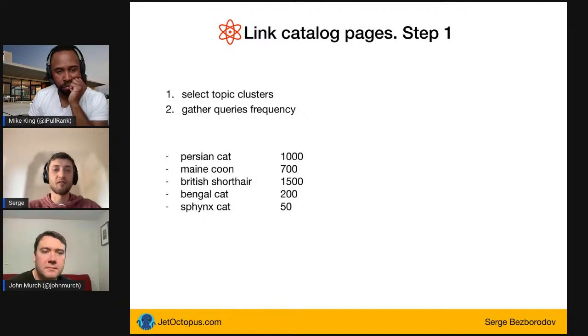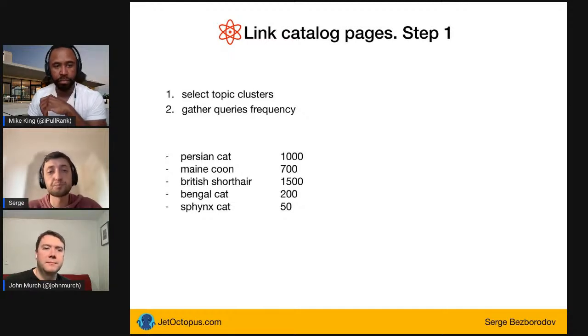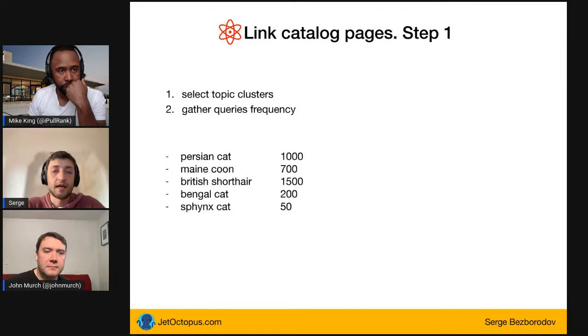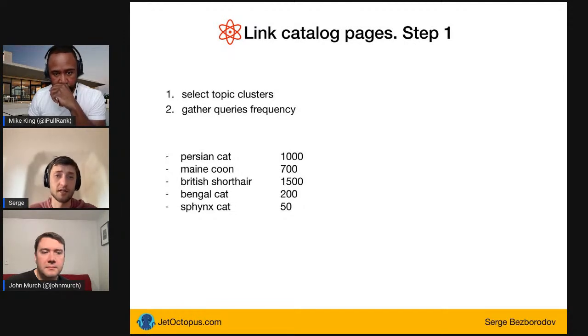So, for example, we have a website about cats, about dogs, about, I don't know, any animals of the world. And here we have a cluster of cats. And you see, we have 5 breeds of cats, and we gather the frequency of keywords, of queries, for each of those pages. And we don't need precise amounts of frequencies. We just need to distinguish our pages.